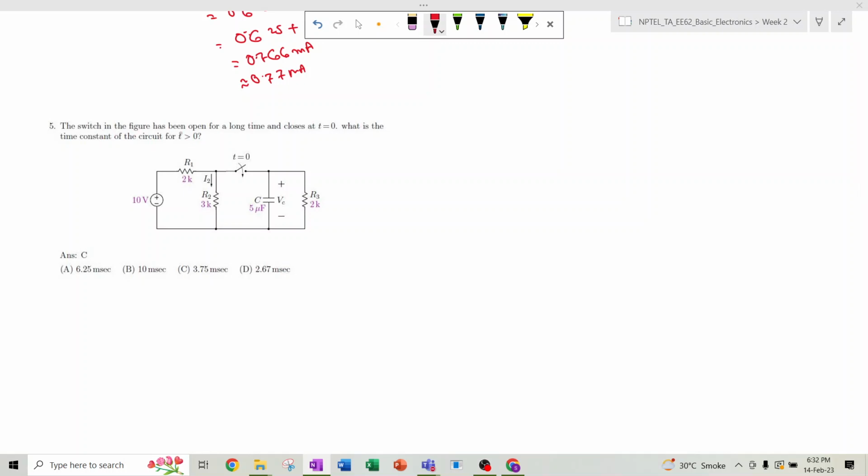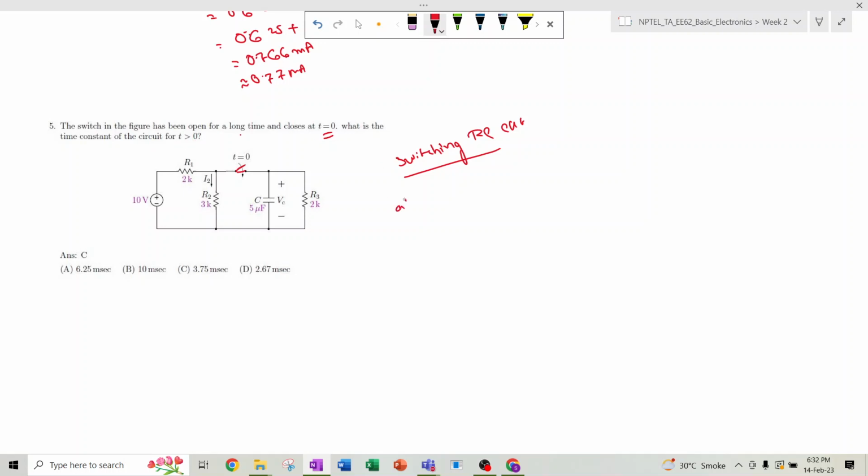The switch in the figure has been open for a long time. So there is a circuit, and now we are using a switching RC circuit. What is the question? The switch in the figure has been open for a long time. That means this switch is open, it is not connected to this point. And then it closes at t equal to 0, it becomes short. What is the time constant of the circuit at t greater than 0?